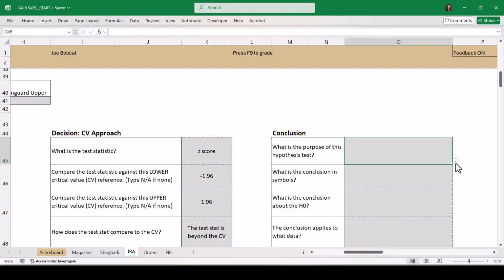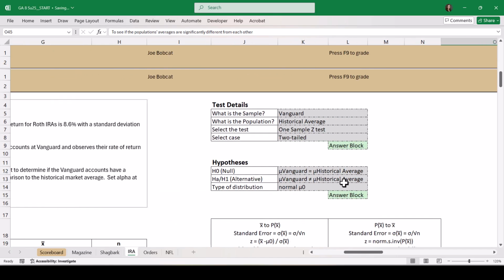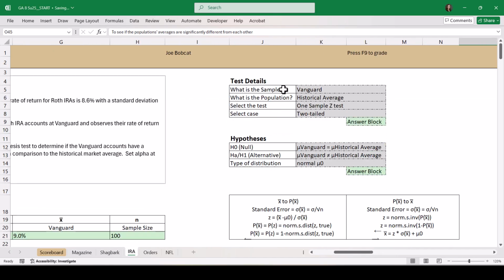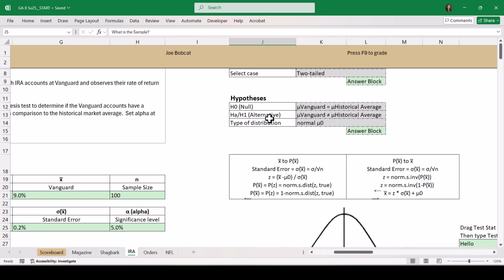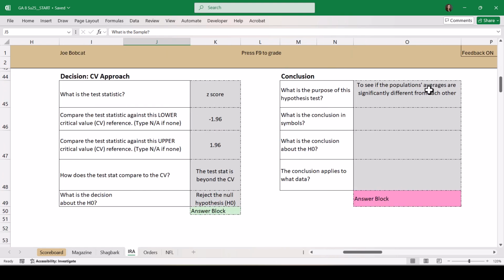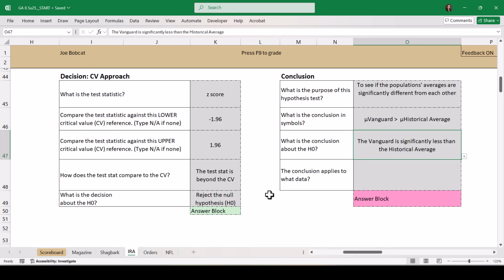All right, so again, the purpose of the test is to determine if the populations have different averages. We do not know the population mean for Vanguard. We just had a sample of 100 accounts. Obviously, there are way more than 100 Roth IRA accounts at Vanguard, but we just used 100 to make a conclusion about Vanguard's population mean. And we found that Vanguard's mean is significantly greater than the historical average. So in words, it is significantly more.